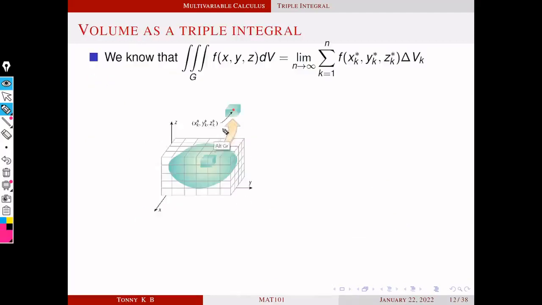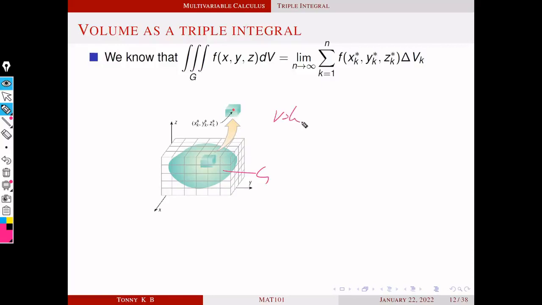That's all. First we are going to develop a formula for evaluating a volume using triple integral. And we know that the triple integral over a solid G of f of x, y, z dV is equal to this infinite sum, and delta Vk is the volume of the kth element. Suppose we have to find the volume of this green solid, let it be G.